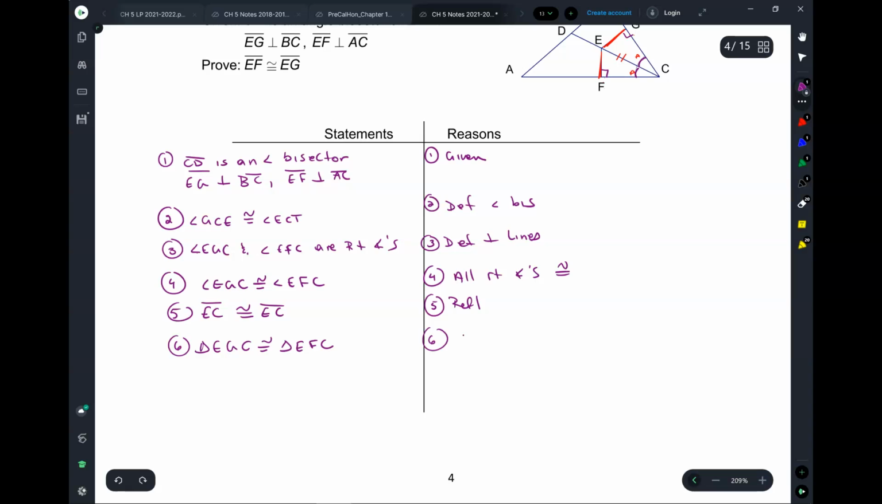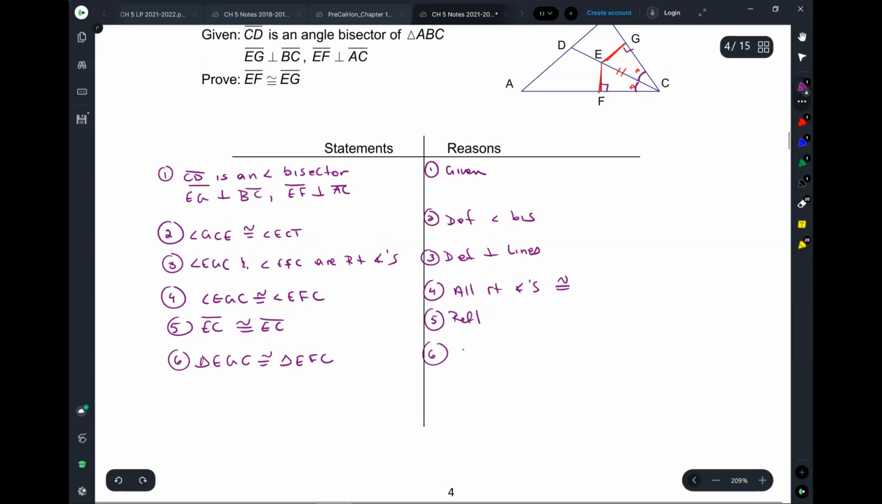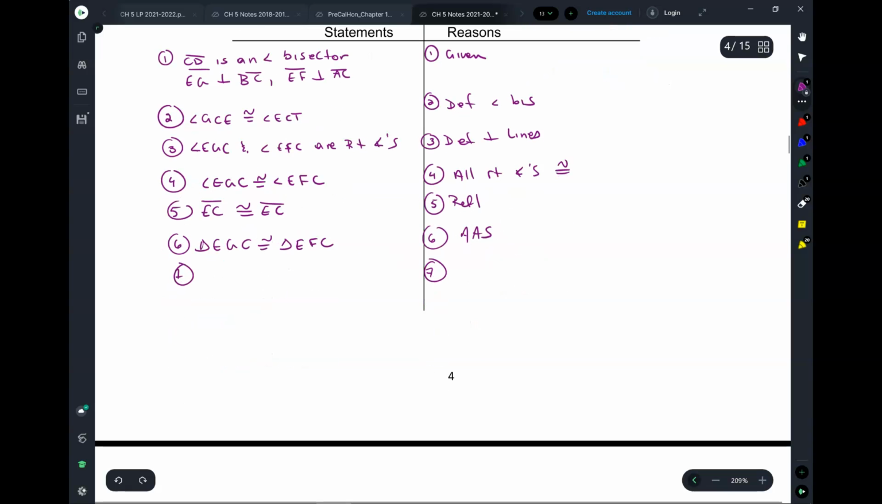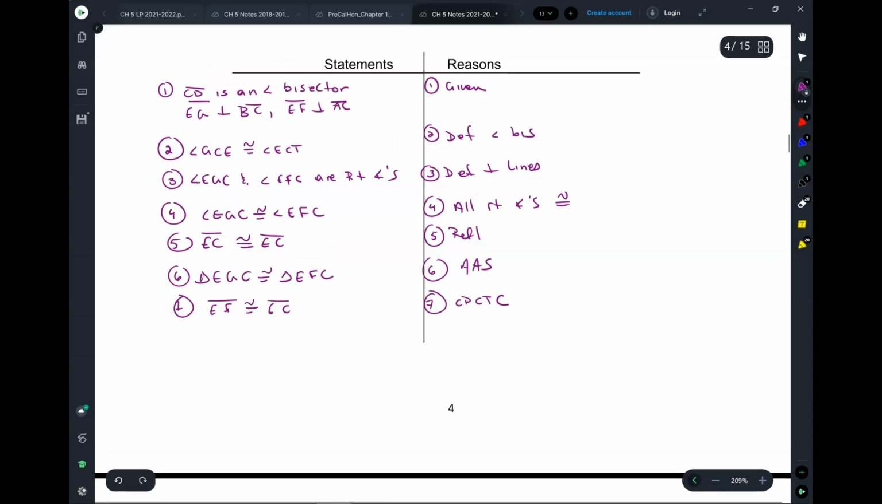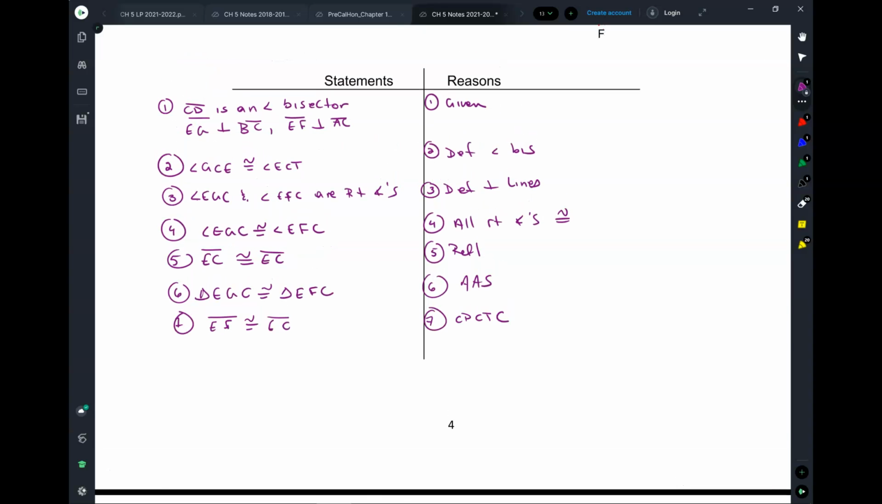What is the reason? AAS. So finally EF can be congruent to EG, CPCTC.